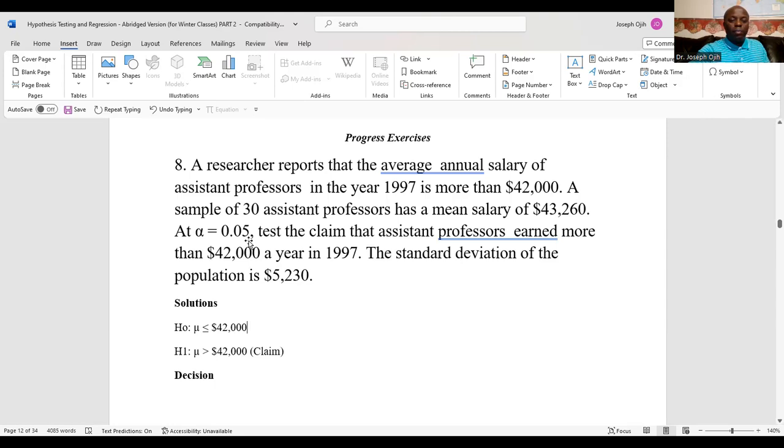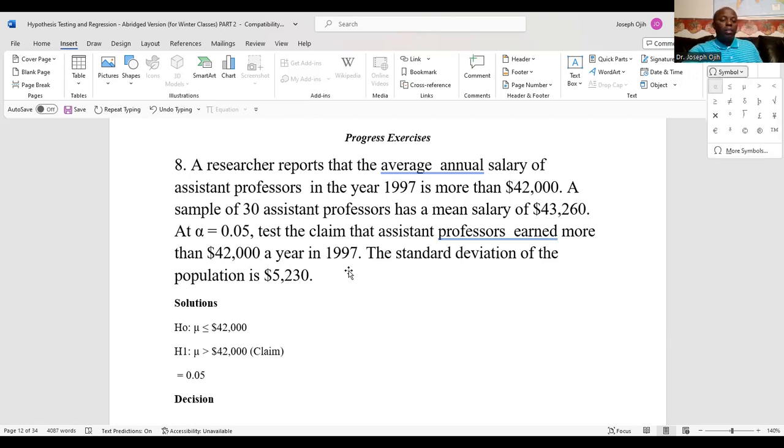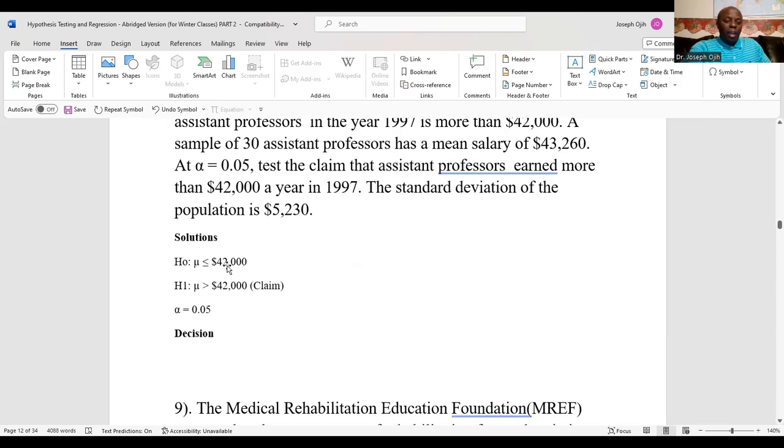So now the alpha is 0.05. Okay. We have our alpha, 0.05. Alpha equals 0.05. That's it for alpha. So now we have stated the hypothesis, we have identified the claim. Now let us find the critical value.